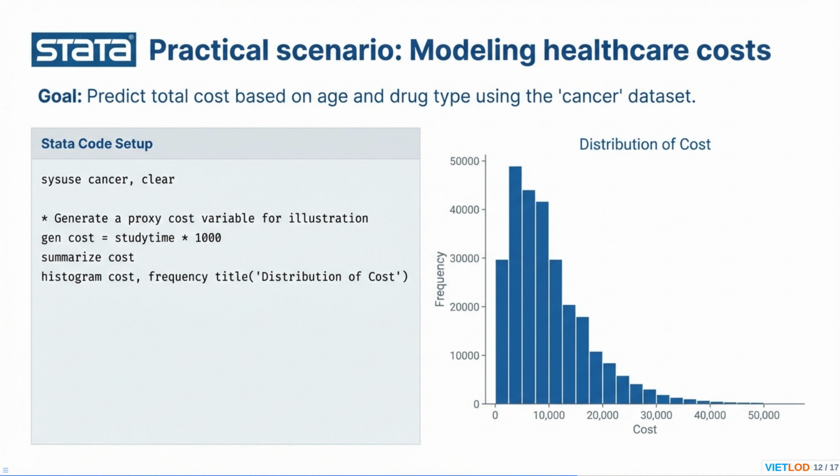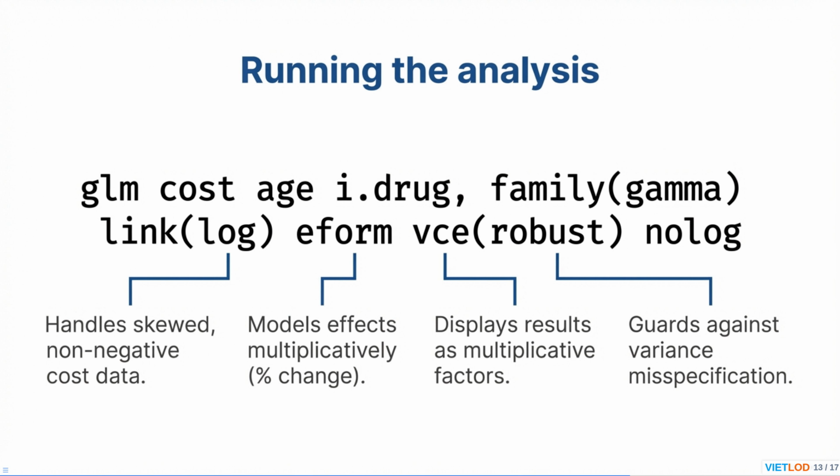Our goal is to model total healthcare cost based on a patient's age and the type of drug they received. For this, we'll use Stata's built-in cancer dataset. First, we load the data using sysuse cancer clear. Then, for this illustration, we'll create a proxy cost variable by multiplying the study time variable by 1,000. Following this, we immediately visualize our dependent variable using histogram cost. The resulting chart clearly shows a distribution that is heavily right-skewed, with a long tail. This is a classic indicator that a standard ordinary least squares regression would be inappropriate, and a generalized linear model, likely with a gamma family, would be a better choice for analysis.